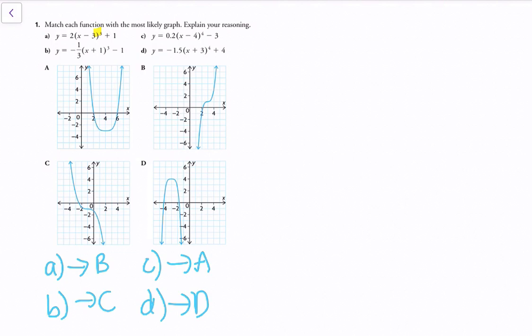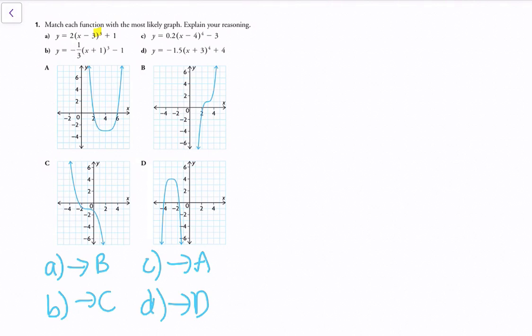So that leaves us with these two functions to consider, B and C. But since we know that it's positive and that there's no vertical reflection occurring, we can confidently say that it's B. So that's how we know that A maps to B in this case, or that A represents B in this case. Okay, then for B, we know that there's a vertical reflection happening. We know that again it's a cubic and that it has a horizontal translation right 1 unit and a vertical translation down 1 unit. So these characteristics match up with graph C.